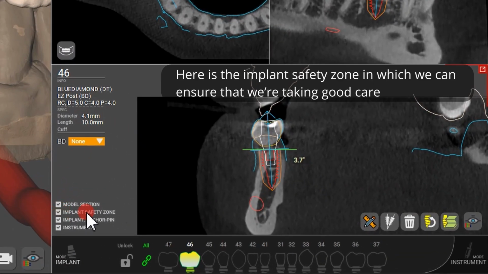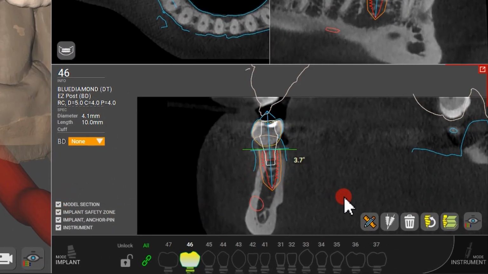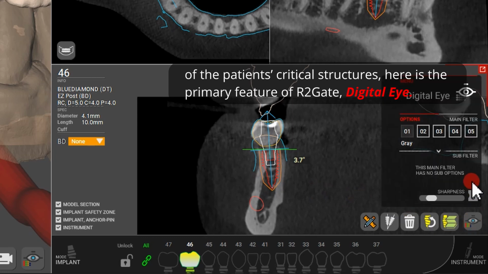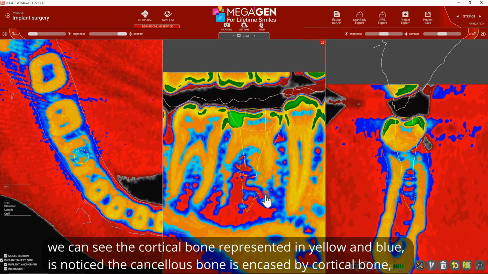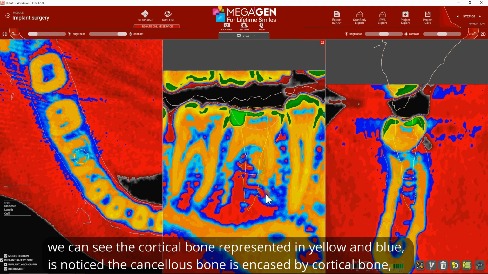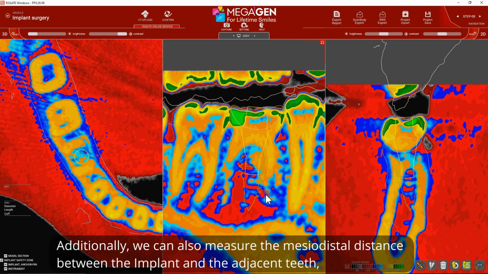Here is the implant safety zone, in which we can ensure that we're taking good care of the patient's critical structures. Here's the primary feature of Artegate Digital Eye. We can see the cortical bone represented in yellow and blue. It's noticed that the cancellous bone is encased by cortical bone.